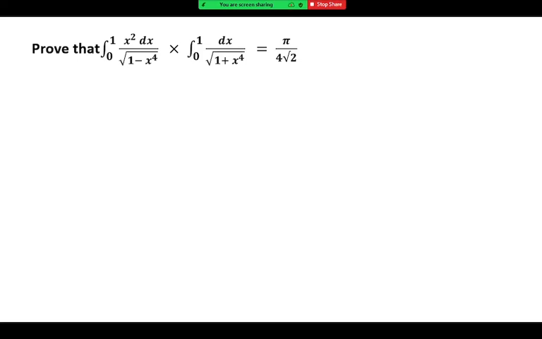The question is: prove that. Limits 0 to 1 indicate this example is not on gamma, because for gamma we want 0 to infinity, and that exponential term should be present. So how do we get examples on gamma? For gamma, there should be an e raised to ax term, or an a raised to x term, or a log x term. If one of those terms is present, you can solve it by gamma. Here only algebraic terms are present, so this indicates this example is on beta.